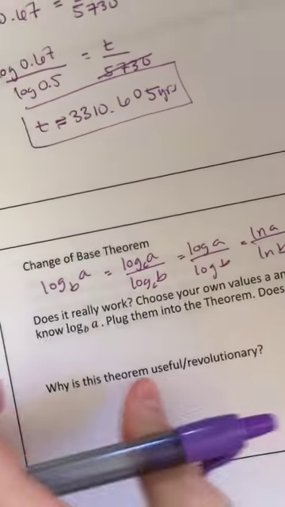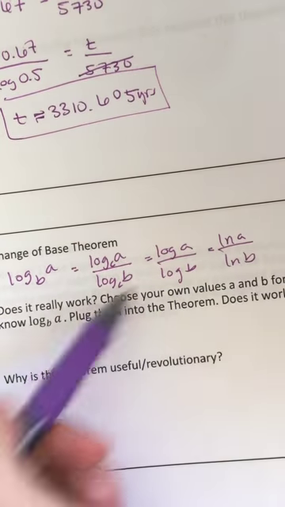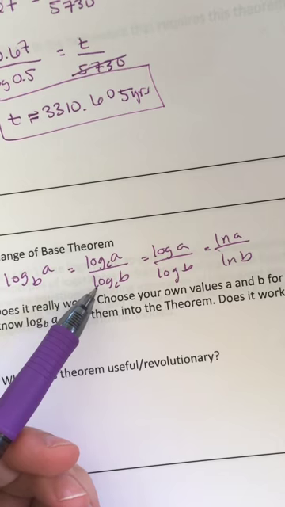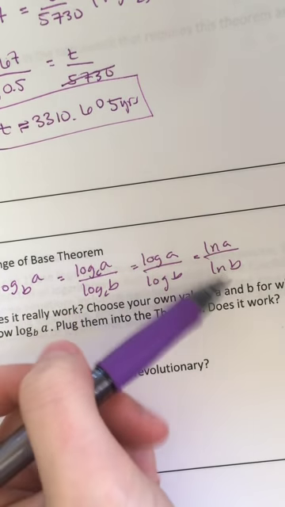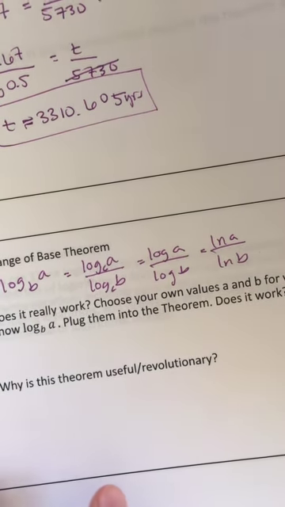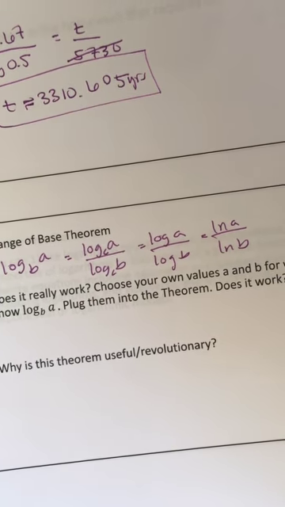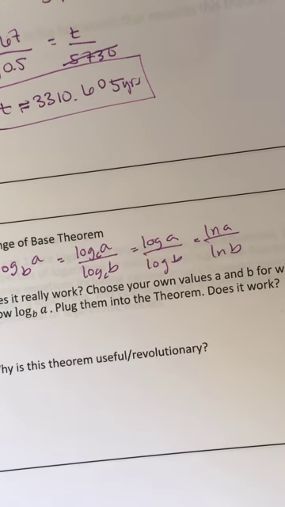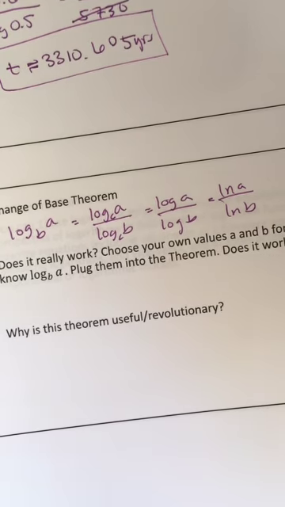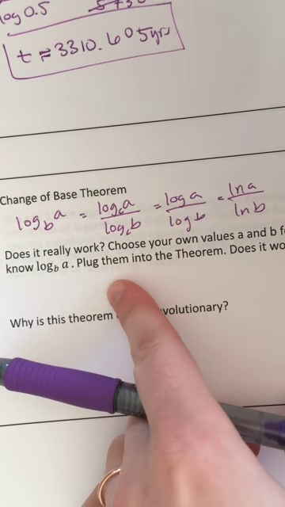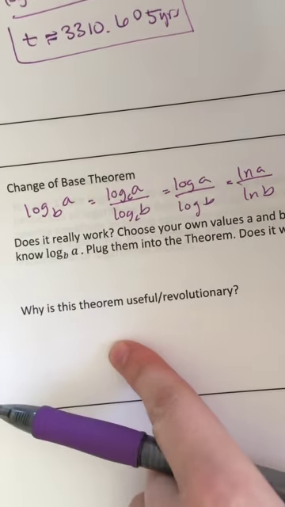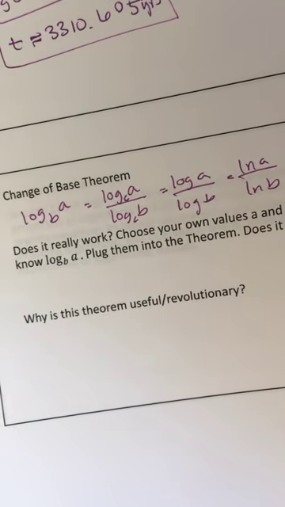One of them is more convenient than the other. Typically this is more convenient and it's quicker for your calculator to figure out using base 10 or natural log because those are quicker buttons to access. And we didn't used to have the change of base thing built into our calculators. So does it really work? Plug in some values, see if it actually works. And from what I just said, why is it useful and revolutionary?